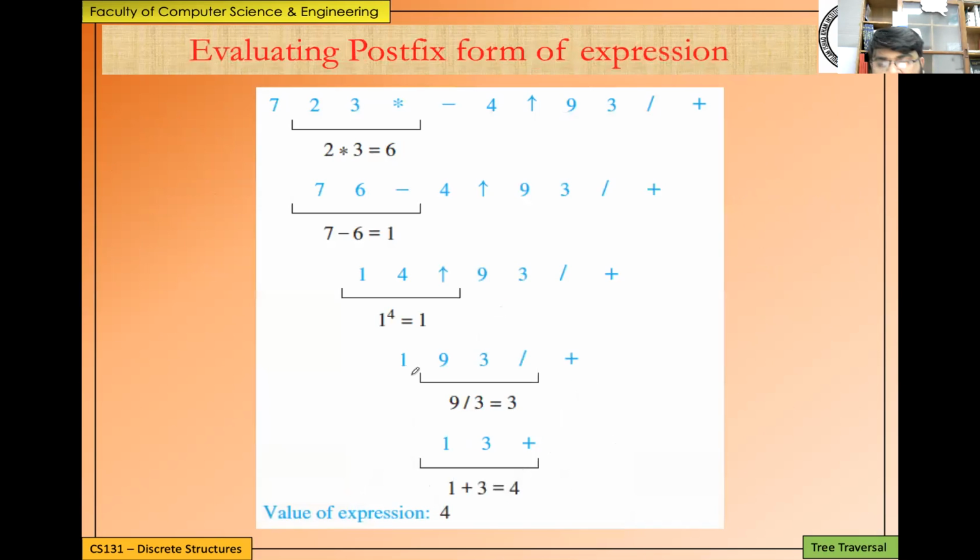So for example, if you want to evaluate this postfix form, the thing that you need to do is start from the left, but in this case, find the ones with an operator. So 2 into 3 is 6, right? So 2 multiplied by 3 is 6.